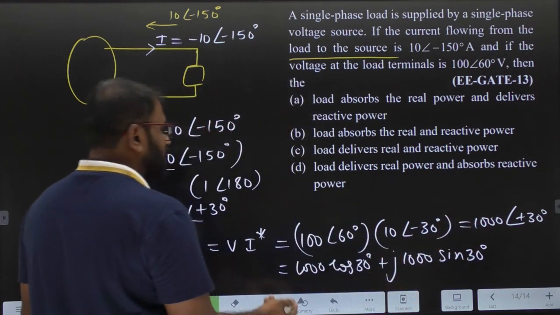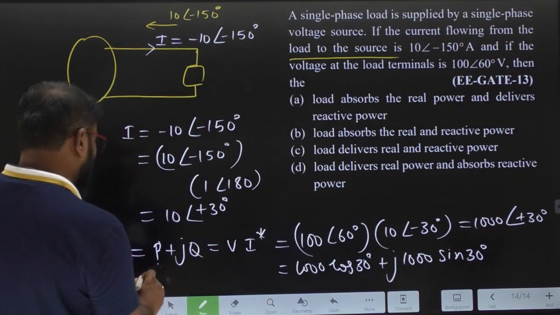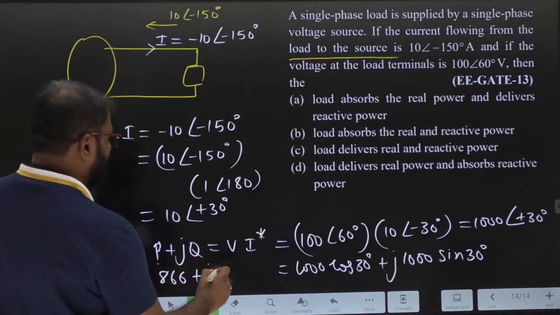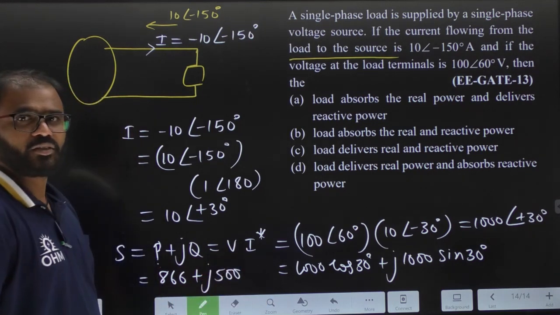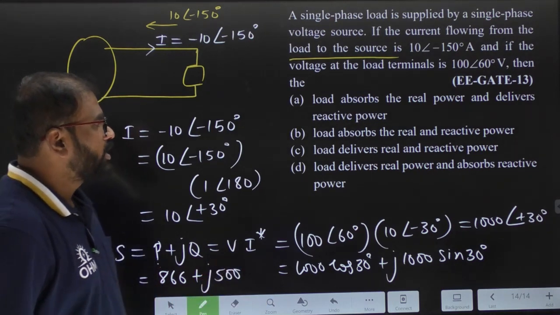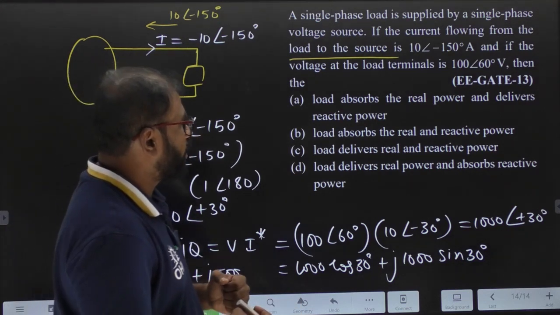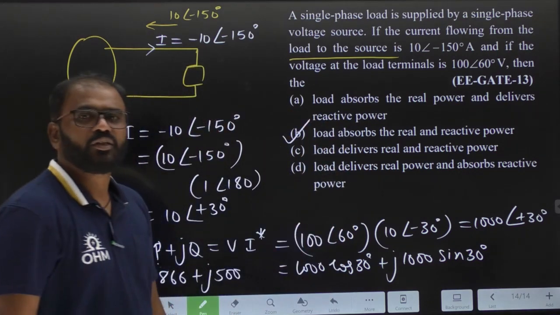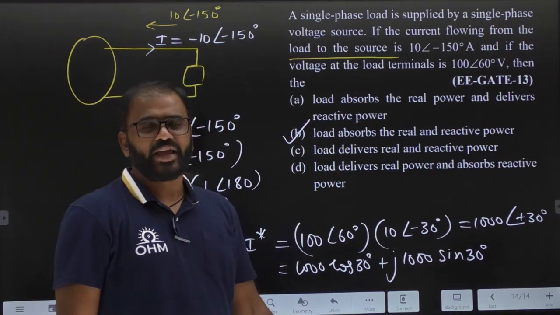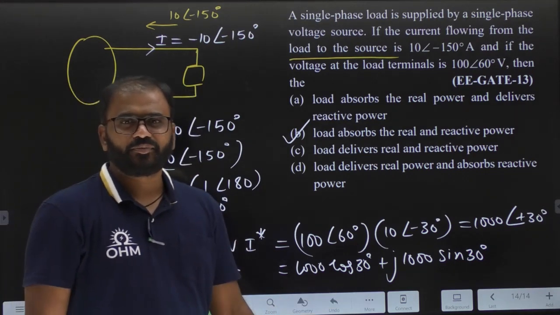So cos 30 will be root 3 by 2, 0.866. So what can I write now? 866 plus J 500. Both are positive numbers. That means the load consumes both active power and reactive power. So let's see what the answer is. The load absorbs the real and reactive power, so the option is D. So the load absorbs both real and reactive power. Clear? Now we'll move on to the next question.